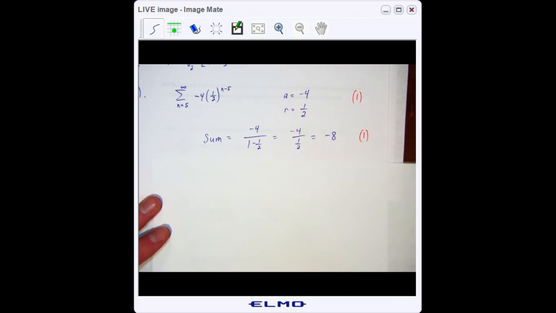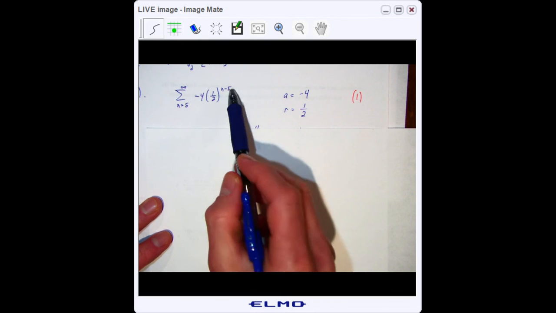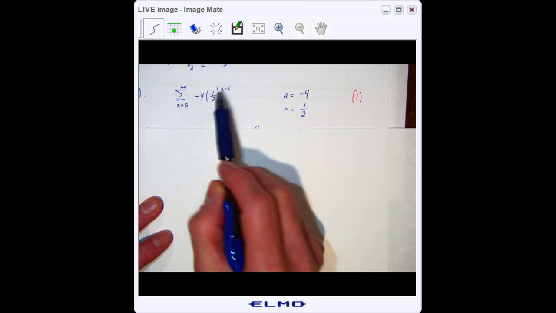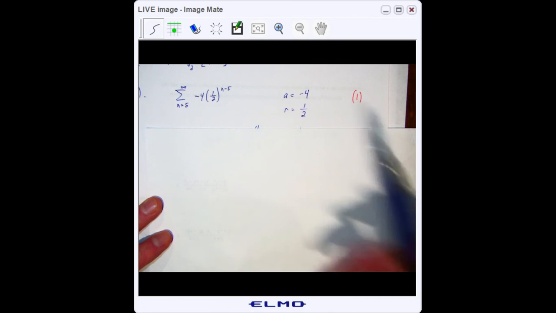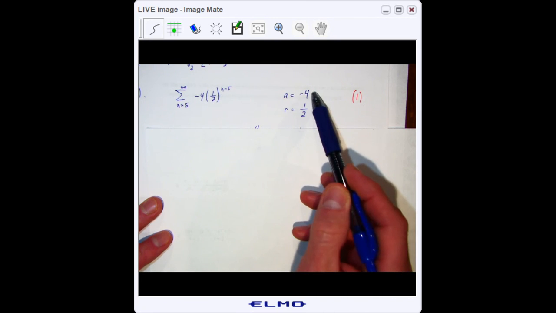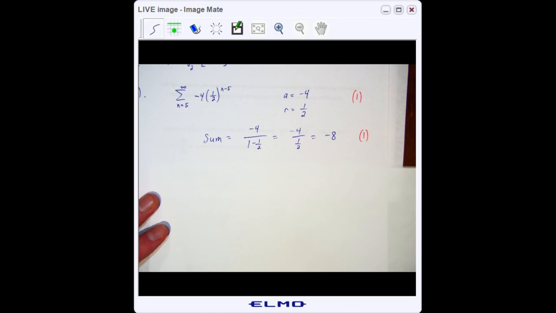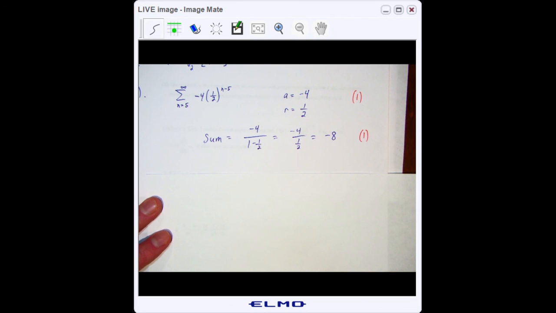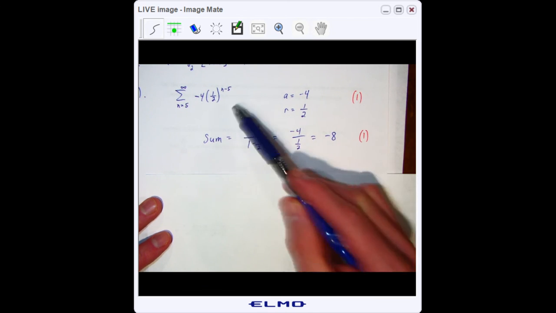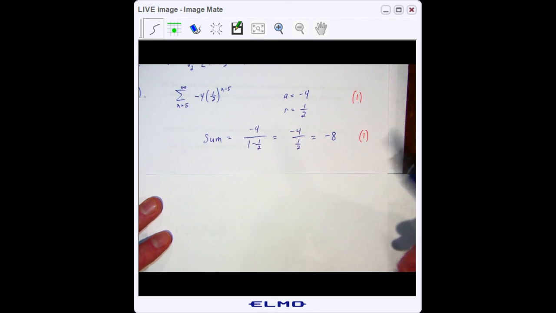Now to find the a, plug in 5 for n, because you start at n equals 5. So 5 minus 5 is 0. 1/2 to the 0 is 1, times -4 is -4. So this is just a geometric series with an a of -4 and an r of 1/2. Then just plug into the formula a over 1 minus r, and you get -8. So the sum of that series is -8. So that's 2 points: 1 point for recognizing it's a geometric series, and 1 point for the sum.